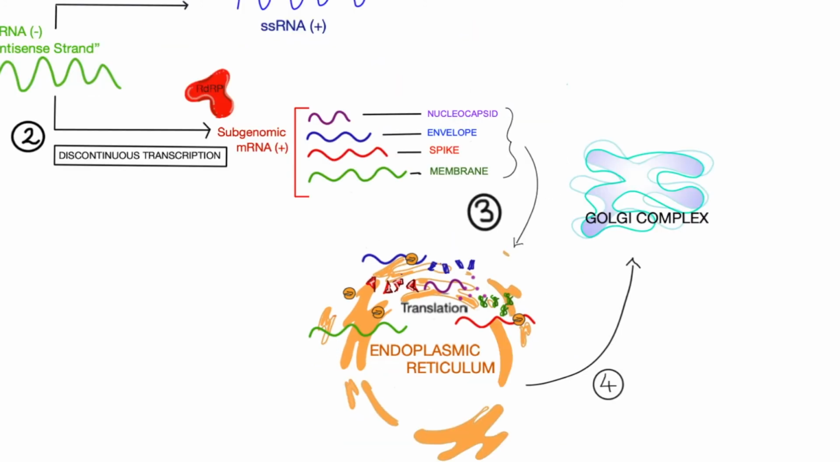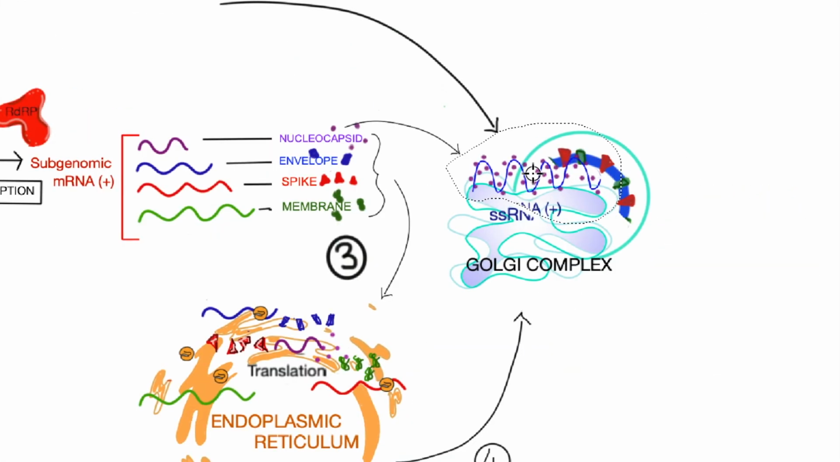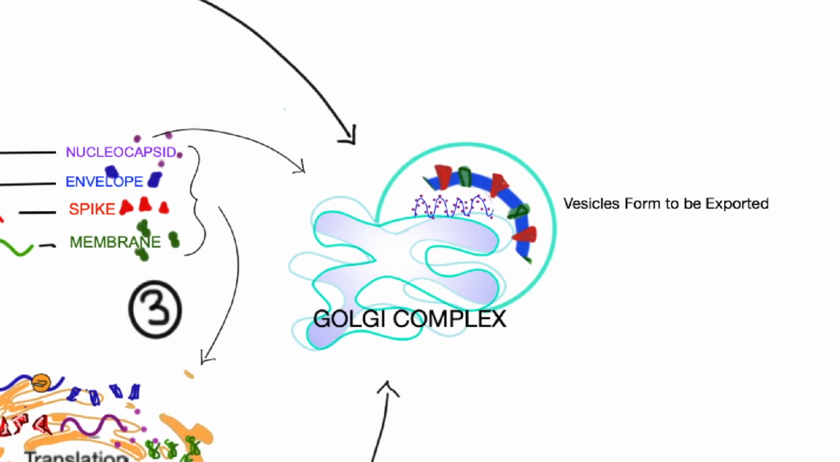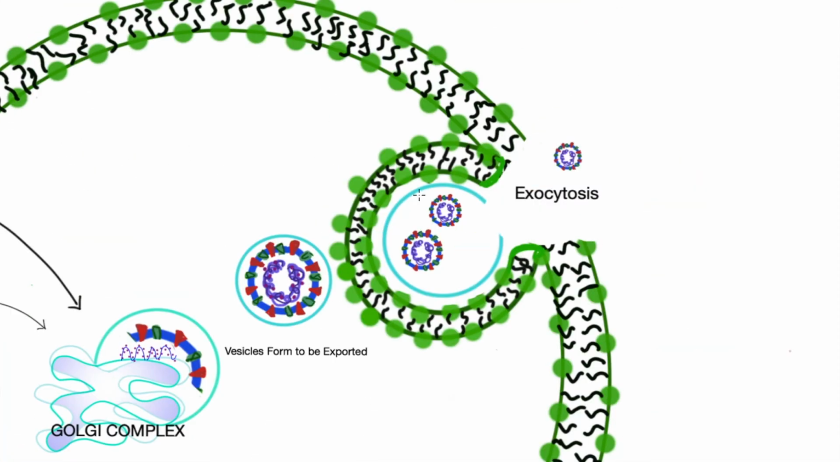After the viral proteins are made, the offspring's genome and nucleocapsid proteins in the Golgi complex will meet with other structural proteins to form small vessels to be exported out of the cell through the process of exocytosis. This is the basic structure and overall replication cycle of SARS-CoV-2.